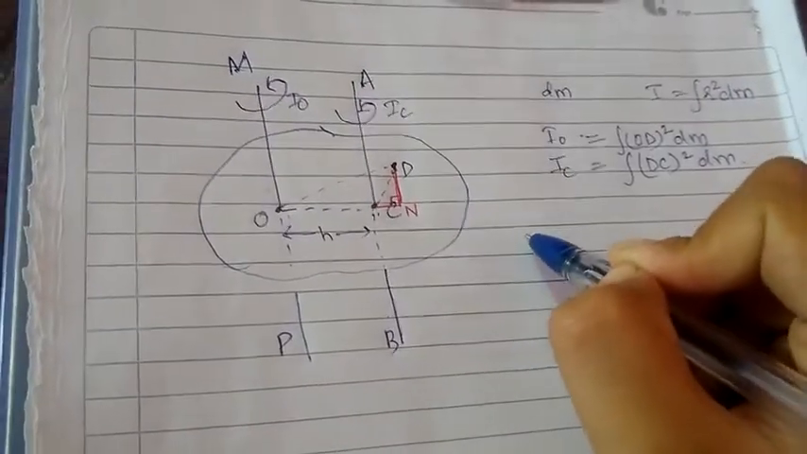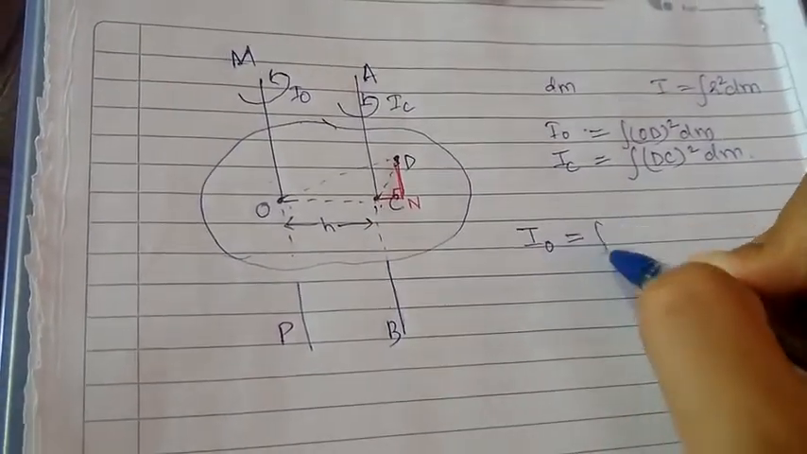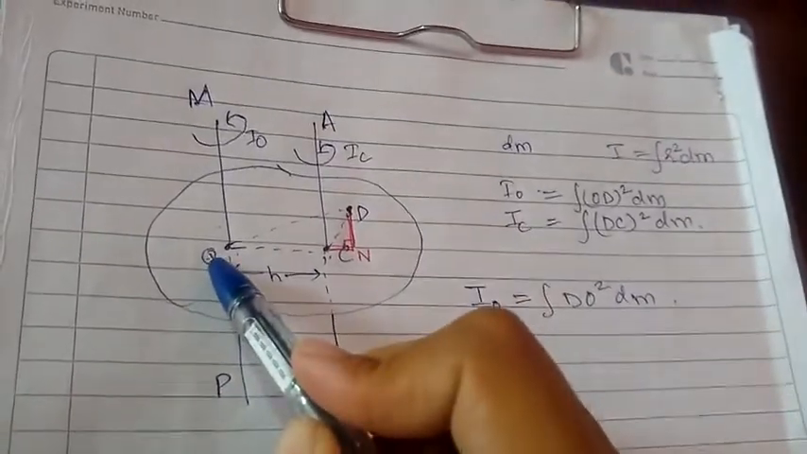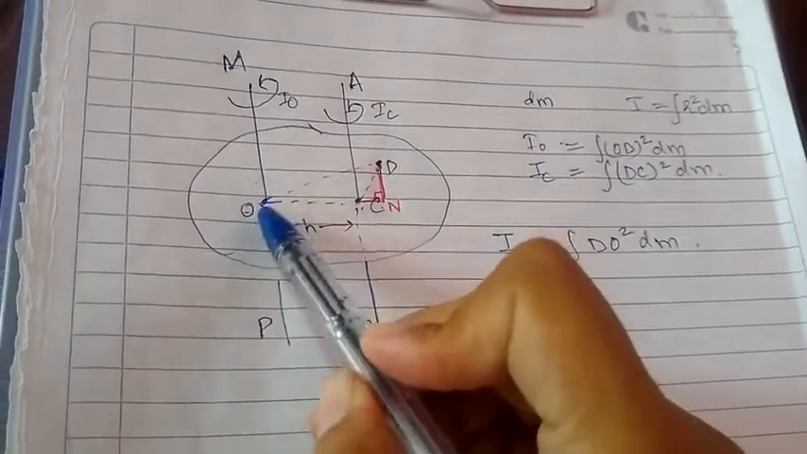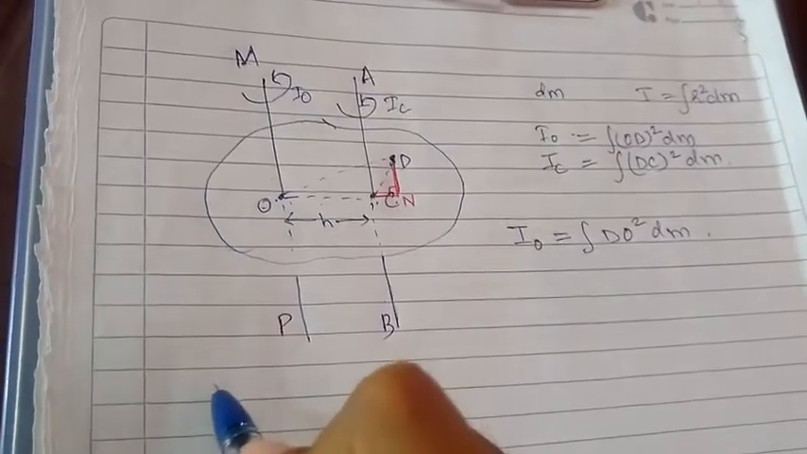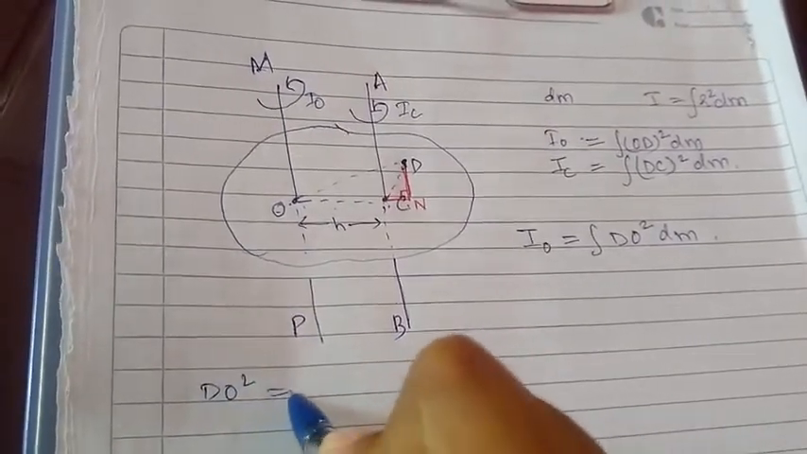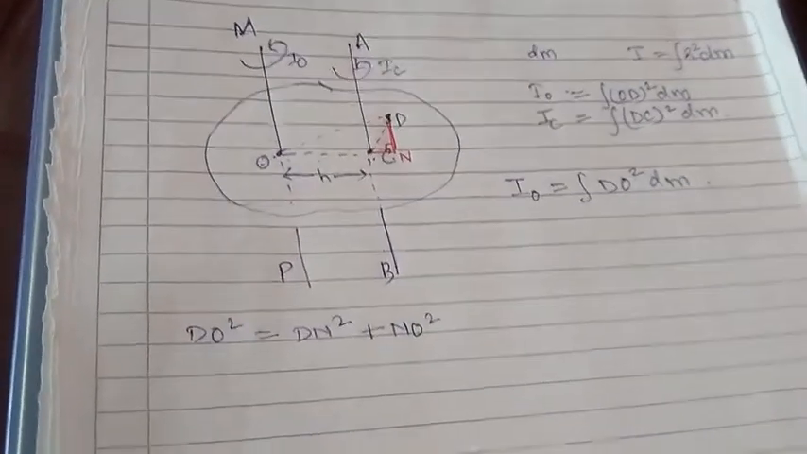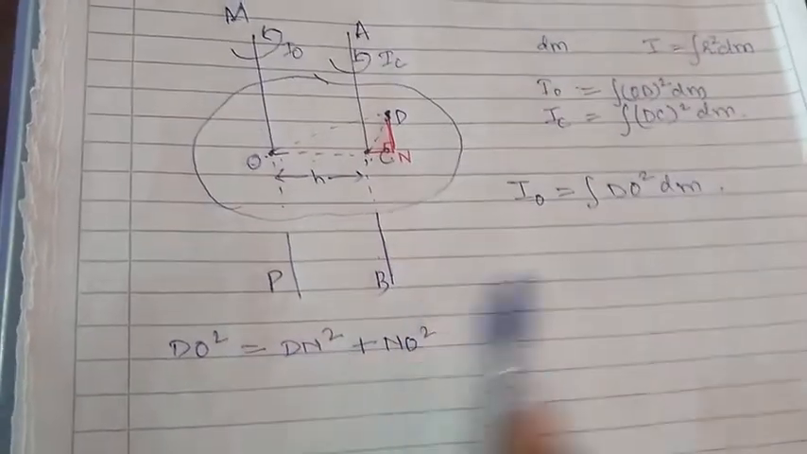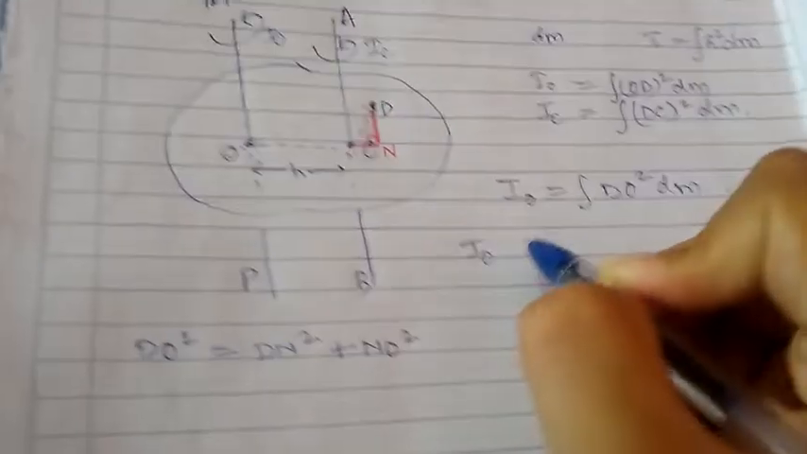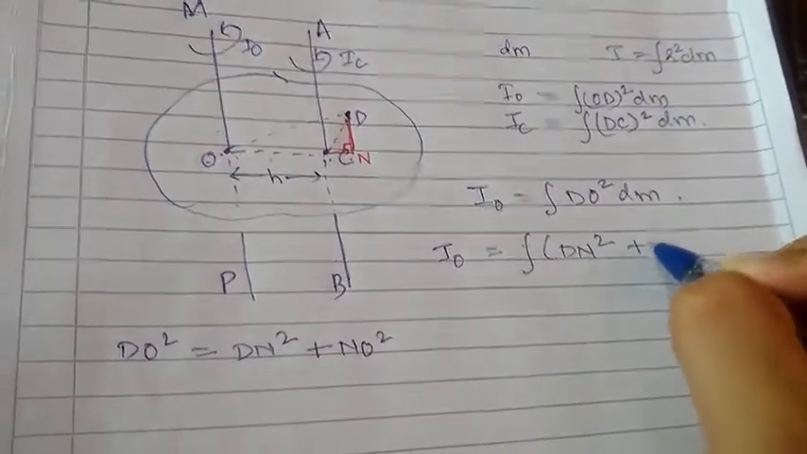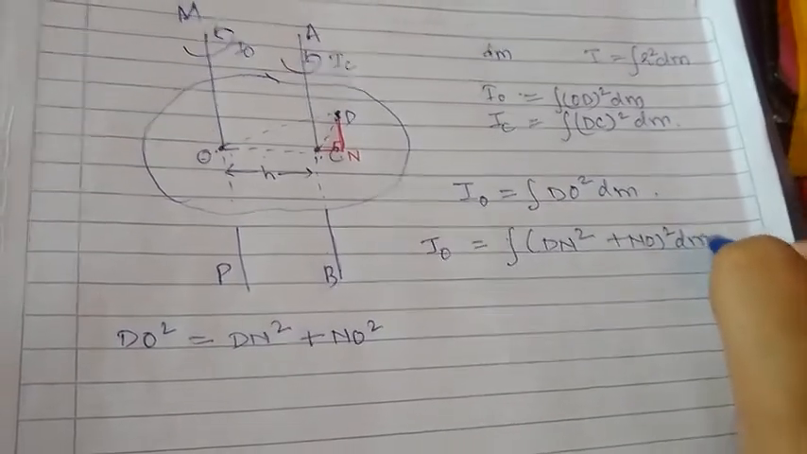Now you will consider this equation, I naught is equal to integral of OD square dm. If you consider this triangle ODN, as this was a perpendicular dropped, you can write that OD square is equal to DN square plus ON square from the Pythagoras theorem. So substituting the value of OD square here, you can write I naught is equal to integral of DN square plus ON square into dm.